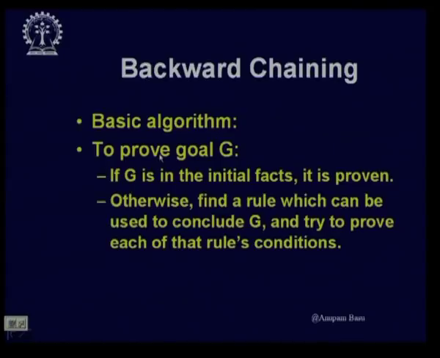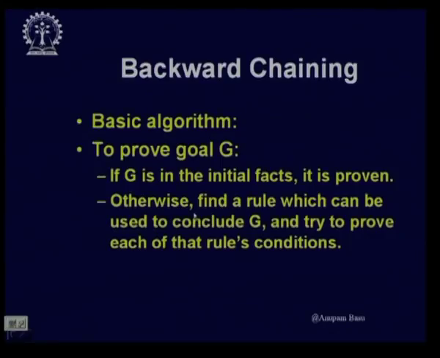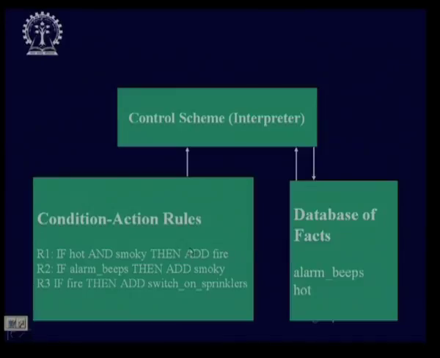So, the basic algorithm, as I explained a little earlier, is to prove a goal G. If G is in the initial facts, if G is already known to be true, then the proof is done. Otherwise, we have to find a rule which can be used to conclude G and try to prove each of the rule's conditions. Okay.